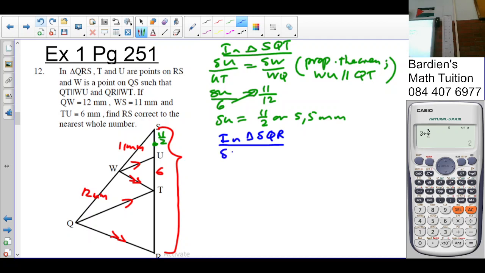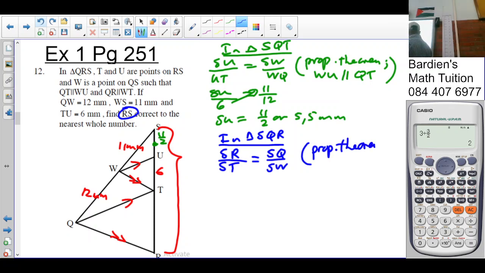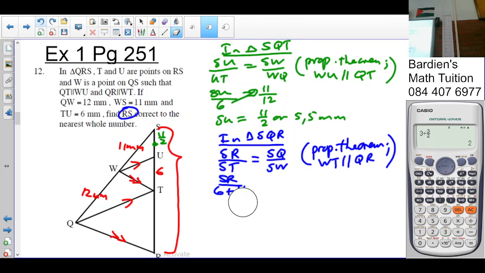We're going to say that SR, which is the length they want us to calculate, over ST is equal to the whole length, which is SQ over SW. And the reason here is the proportionality theorem with WT being parallel to QR. So SR, again, is what we're calculating, over ST is 6 plus 5.5.